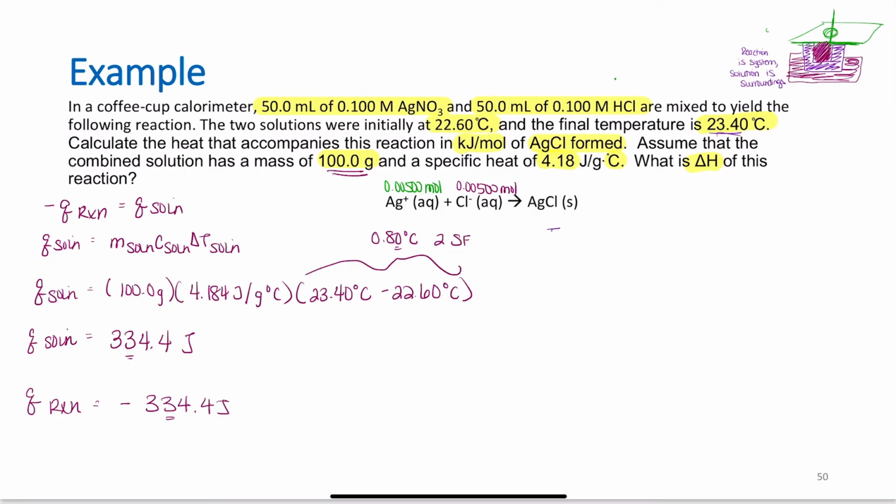So important. Delta H for reaction is for the specified number of moles of reaction, of reactants, I apologize. So delta H for reaction is for the specified number of moles of reactants. The question wants delta H in kilojoules per mole of silver chloride. We need moles of silver chloride.